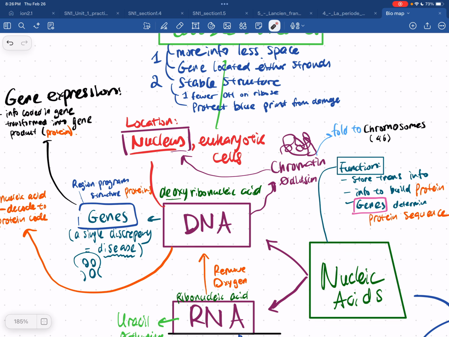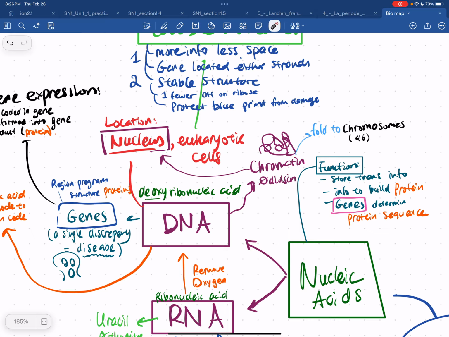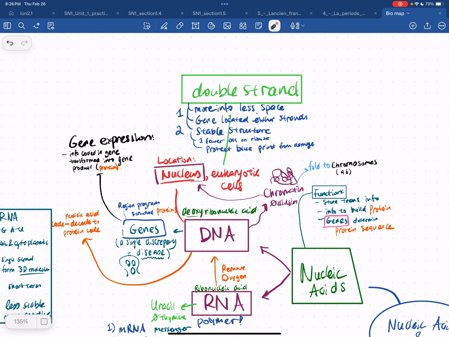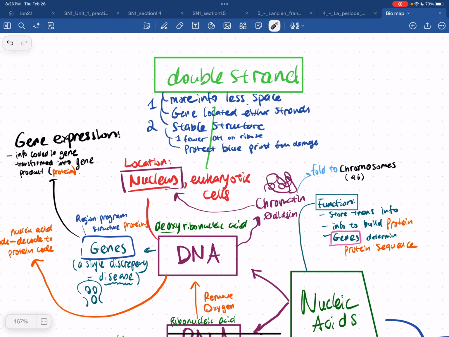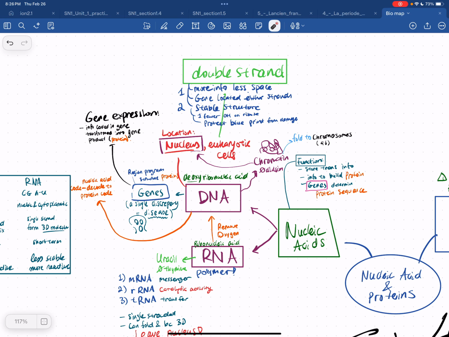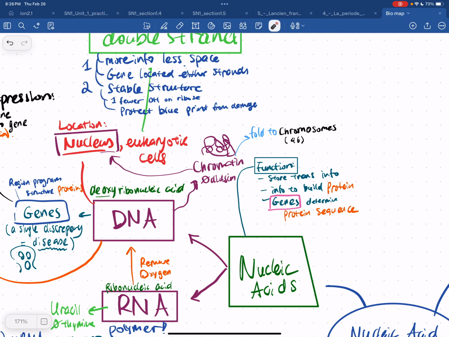Separation of DNA to program them. Structure, these structures are written chemical code. Okay. Deoxyribonucleic acid is double-stranded. Not yet. Okay, we're gonna come back to these, I think. Functions: transmit information to build proteins. Genes determine the protein sequence, etc.